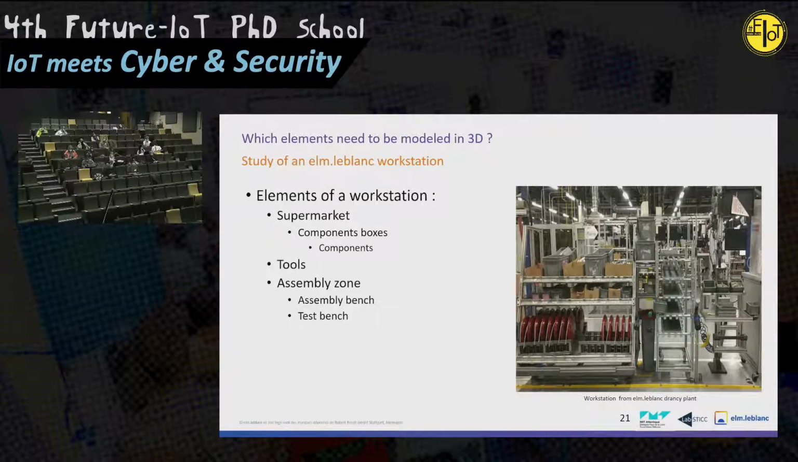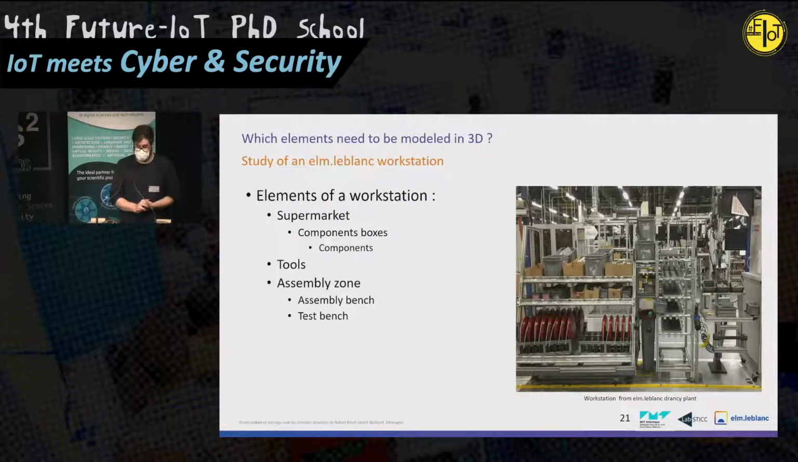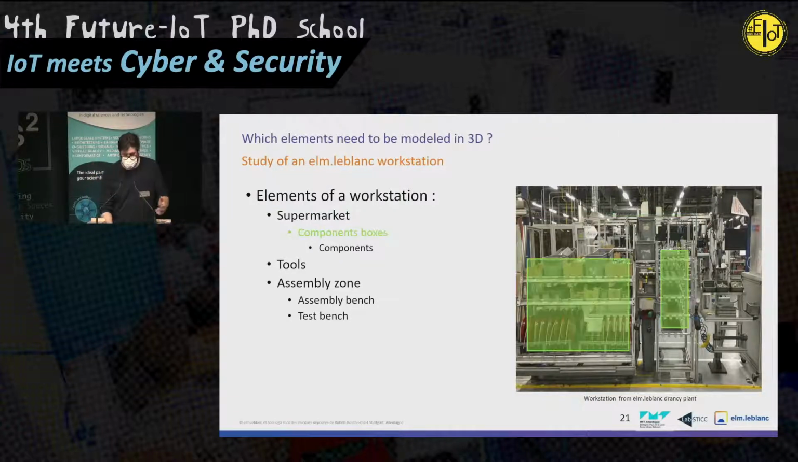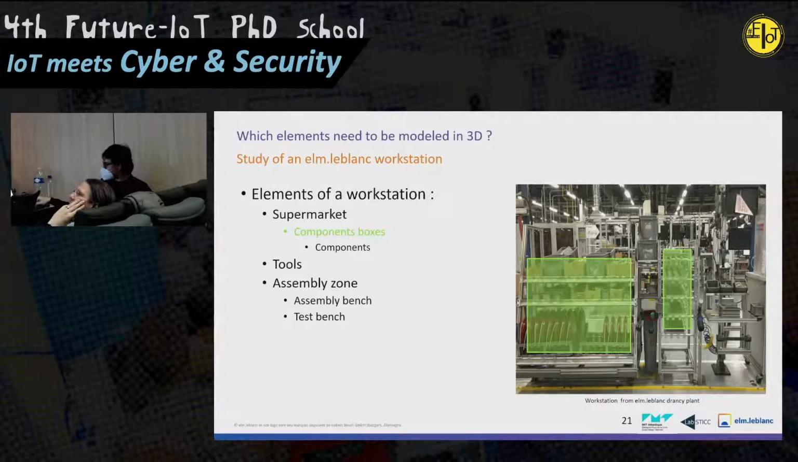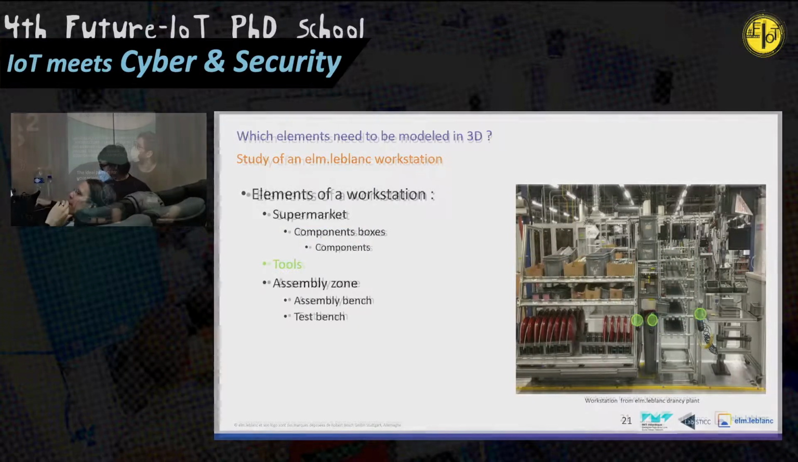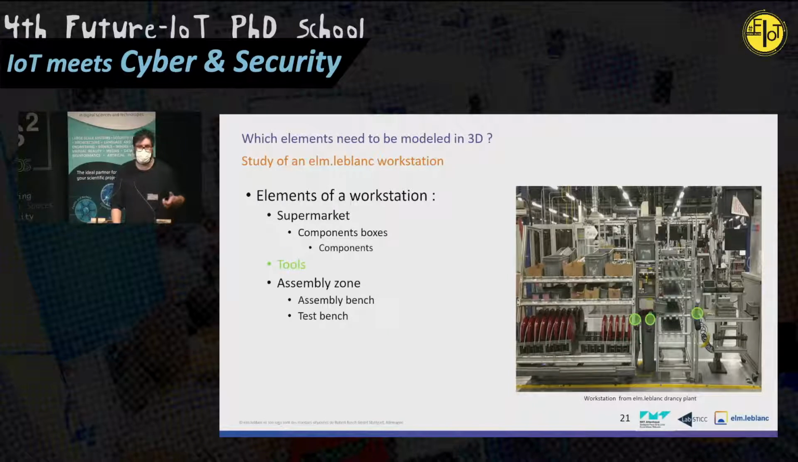So in order to do that, we went to the workstations to study them and to know which elements are important during work. This is a workstation from Lem Leblanc. It's composed like this. We call this the supermarket, a big shelf containing the component boxes, which contain the components. We have the tools. I don't know if it's visible here, but they are screwdrivers, electrical screwdrivers. And we have the assembly zone.